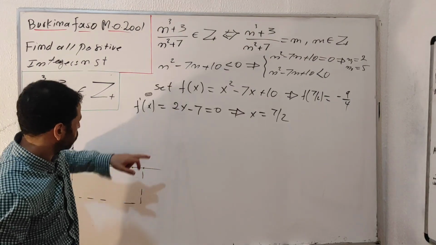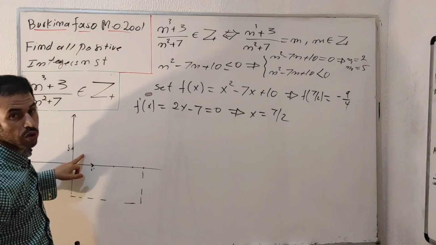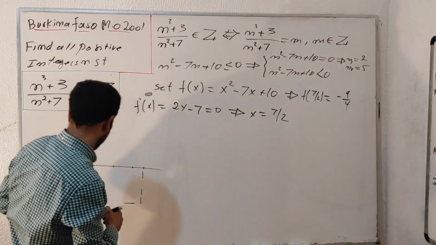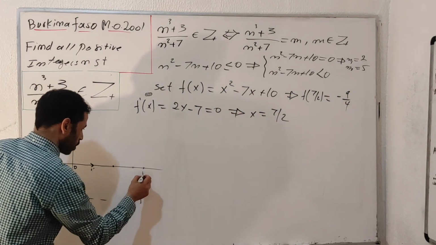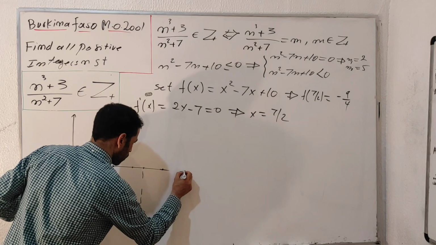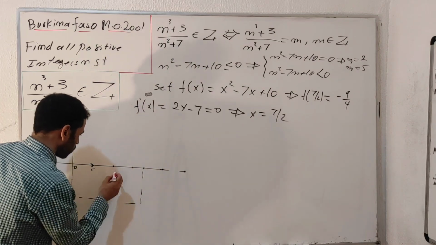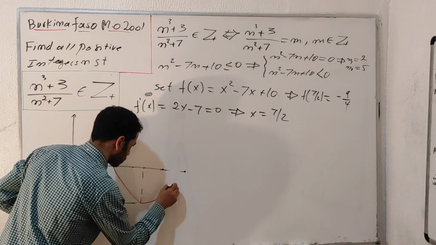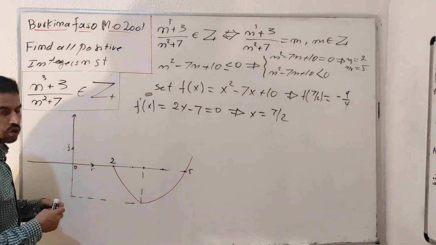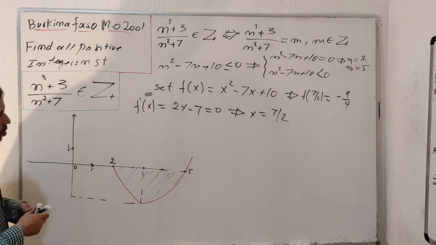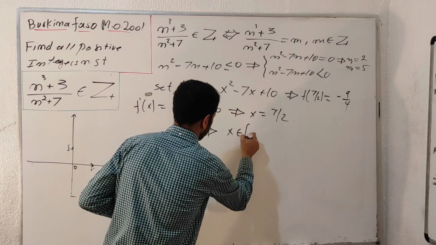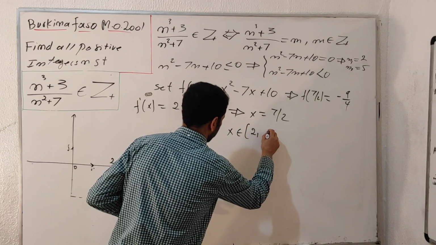The intersections of this function and the x-axis were the solutions of this equation. It was number 2 and 5. Number 2 will be here. Number 5, we'll have 1, 2, 3, 4, 5. Okay, so this is the general picture of this one. So I will have number 2 here, number 5 here. The solution of this inequality is in this area. So the solutions of this inequality, x must belong to this interval between 2 and 5.